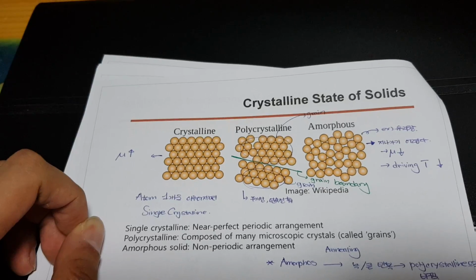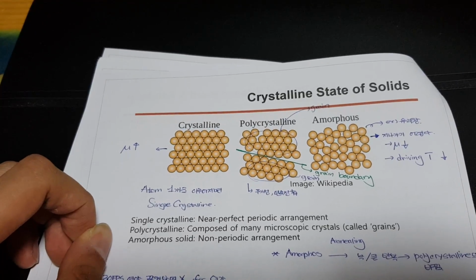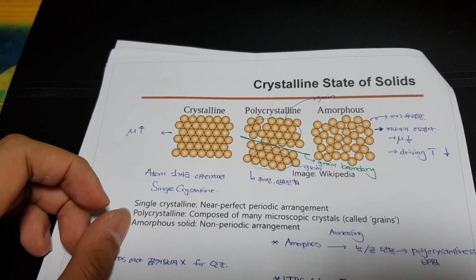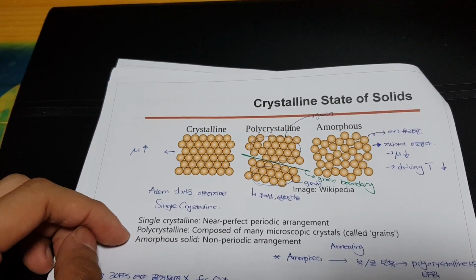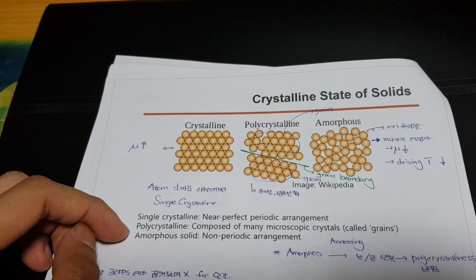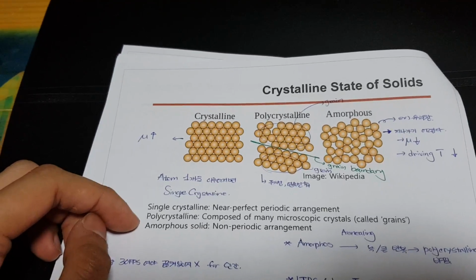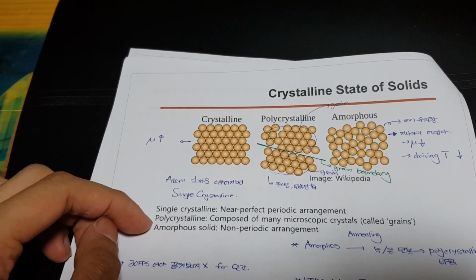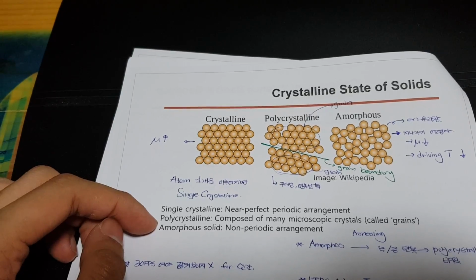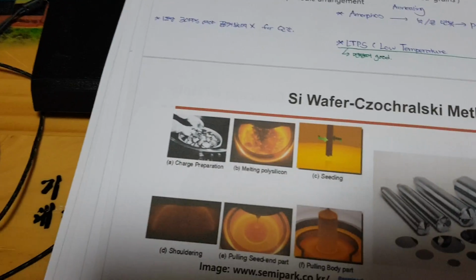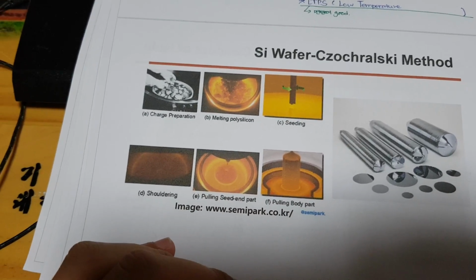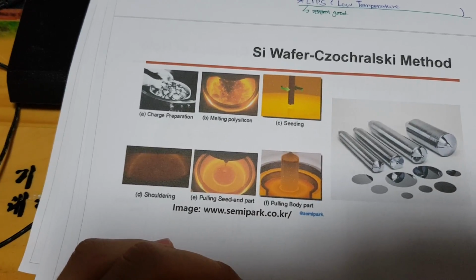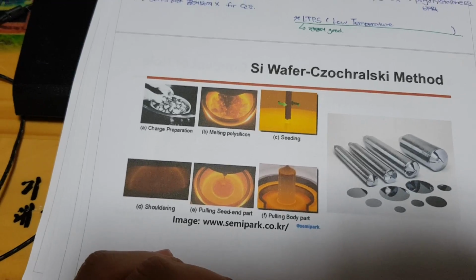Amorphous has no periodicity. Single crystalline is a near perfect periodic arrangement. Polycrystalline is composed of many microscopic crystals. Amorphous solid is a non-periodic arrangement. And this is the method of making a silicon wafer.